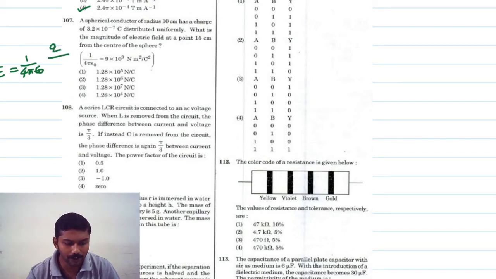You have to substitute it divided by r square, which is 15 centimeter square. You have to convert that into meters. You substitute it as 15 into 10 power minus 2, then only it becomes meter, the whole square.